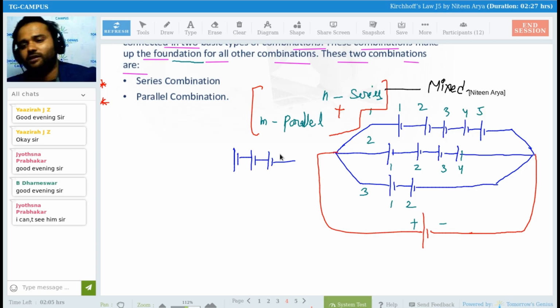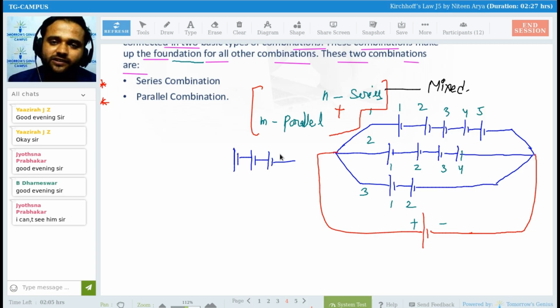So this is mixed in what sense? Like parallel with series. But we can use so many other types also. But this is the general one in mixed also.